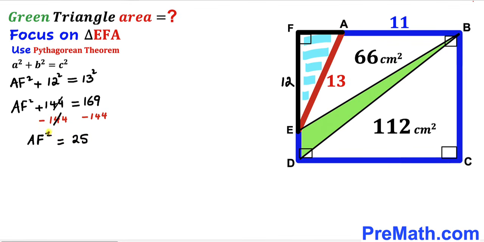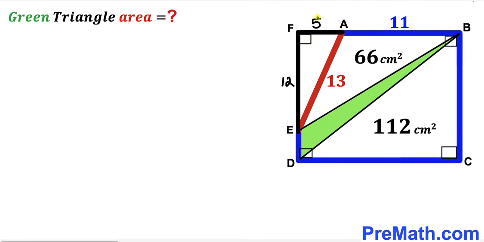Let me undo this square by taking the square root on both sides. So therefore our side AF length is going to be equal to positive 5 centimeter. So therefore this side AF length has got to be 5 centimeter. And also let's make an observation. We could see that this 5, 12 and 13 are Pythagorean triplets as well.